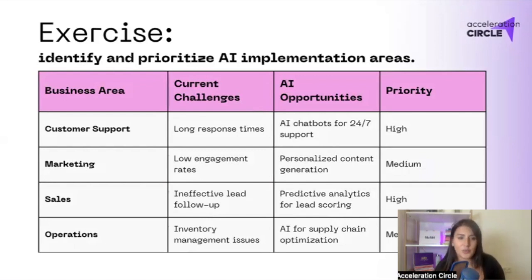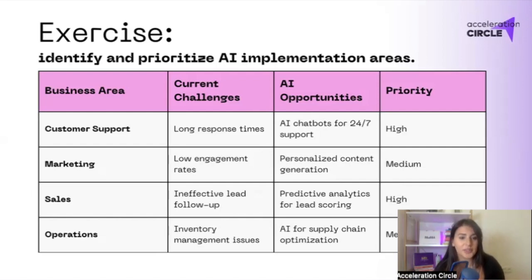And let's say on the top there is a business area, current challenges, AI opportunities, and priority. Right? For example, let's say marketing. So in marketing, for example, let's say our company has low engagement rates. Right? So what we can do in this case, our AI opportunity is to generate personalized content, and this is medium priority. So just put it as a priority.